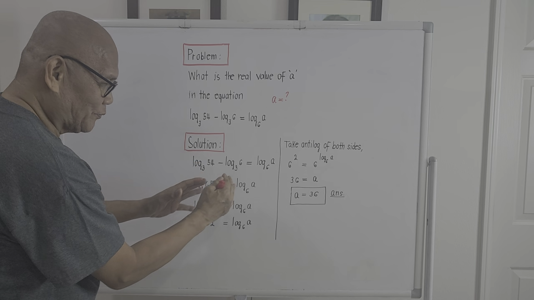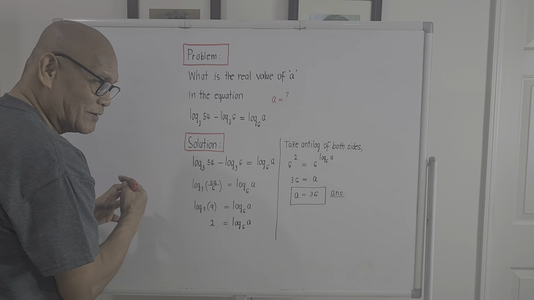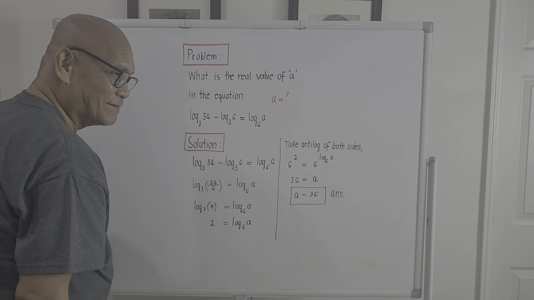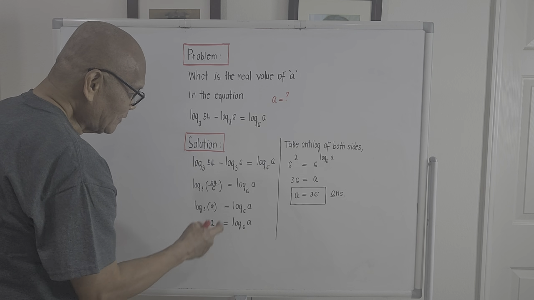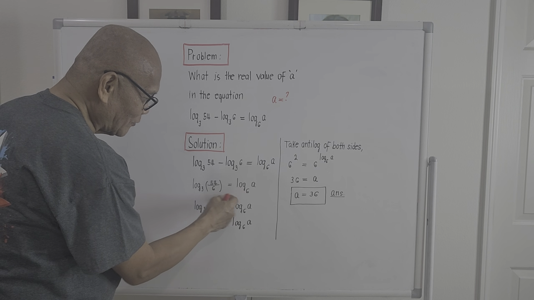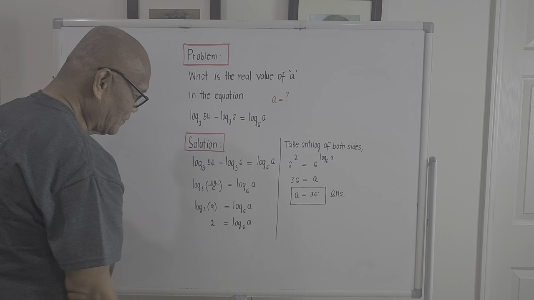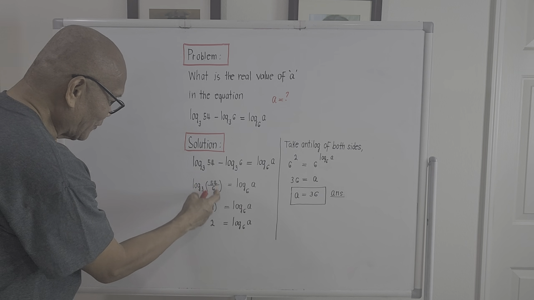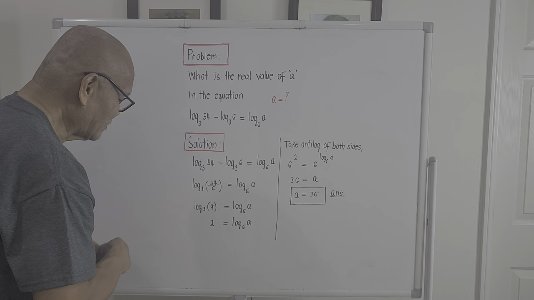So actually, we simplify the left-hand side. We can do something on the left-hand side, right? And this should be equal to the logarithm of a with the base of 6. What is 54 over 6? That's 9, right?